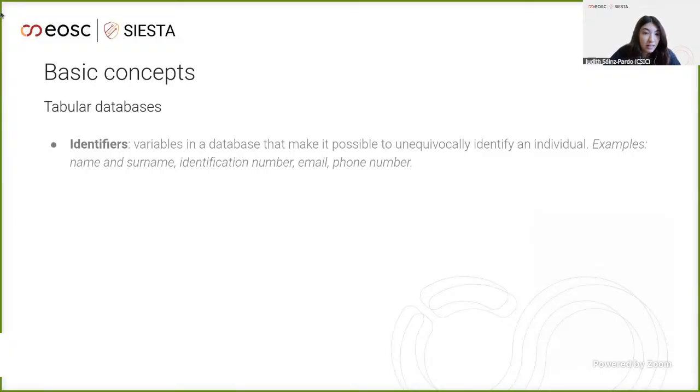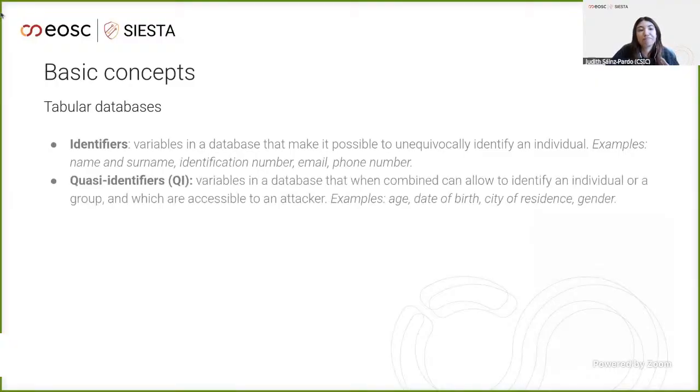So first, when we are dealing with a tabular database in which we may have sensitive information, we have the identifiers. And the identifiers are the features, the columns in the database that make it possible to identify an individual unequivocally. And of course, some examples can be the identification number, the phone number, the email, but also the name and the surname.